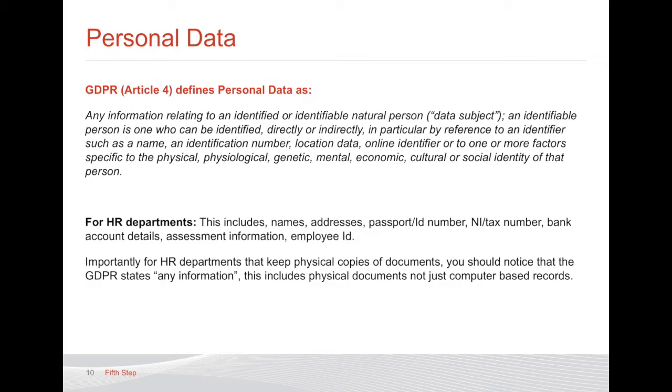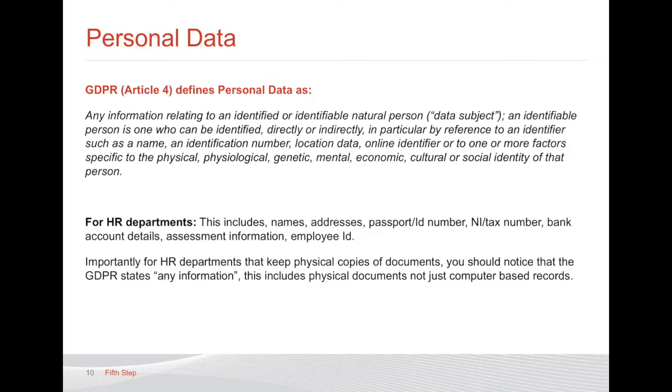So for HR departments, I think the key pieces of information that become personal data are things like names, passport or ID numbers, national insurance and tax numbers, social security IDs, bank account details, and any assessment information. So any judgment that you make on an individual is also covered by the GDPR and considered personal information. And employee ID.